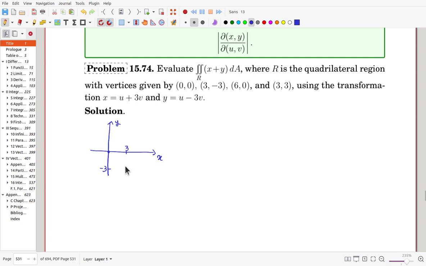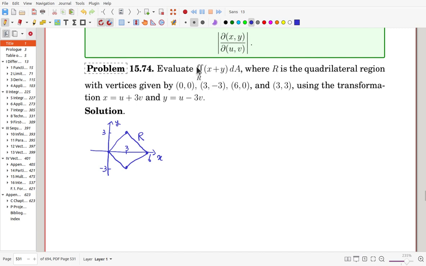And the second point is this one. The third one is that 6. Okay. And the final one is 3, 3. Okay, that is a 3. So that point. So region R is the quadrilateral connecting these 4 points. Okay, that's R.